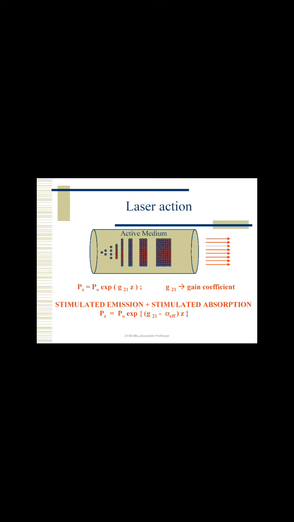The diagram shows the lasing action that can take place. The active medium is the internal medium in which you will have the P and N recombination occurring. So we can find out how the gain coefficient can be calculated. G21 is the gain coefficient. The output power is equal to the initial power times exponential of G21 into Z. This is stimulated emission plus stimulated absorption. First there will be absorption, and only then can stimulated emission occur. So you are rewriting the equation with respect to the absorption coefficient alpha.